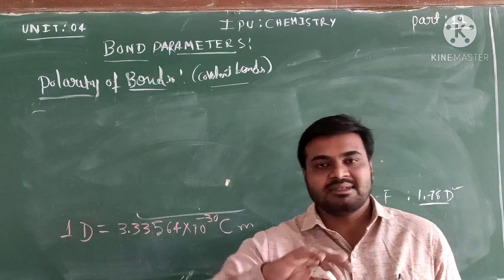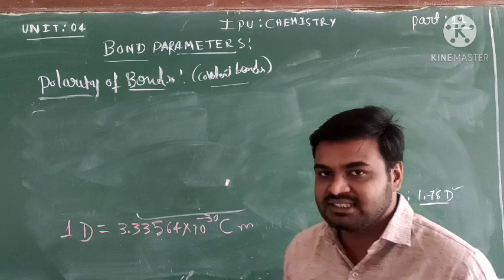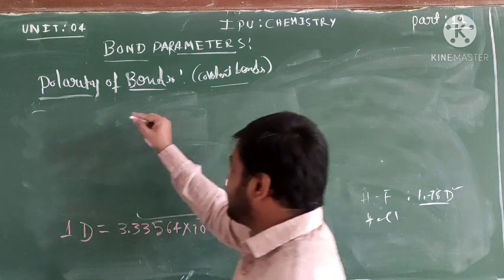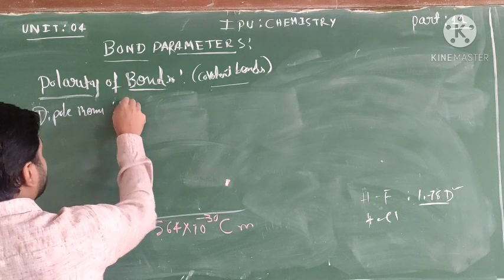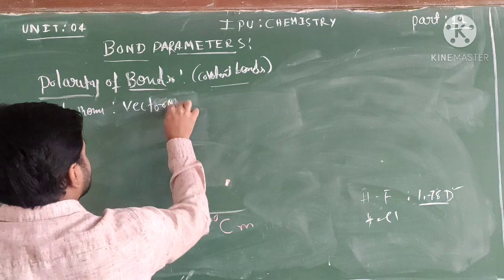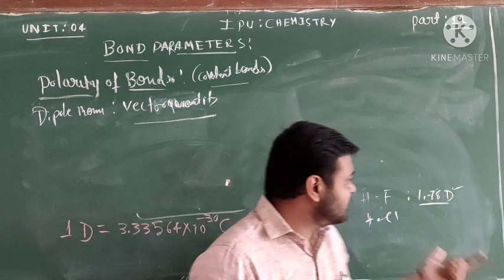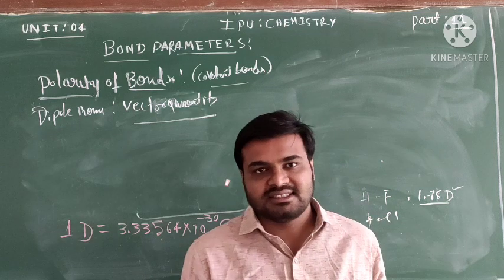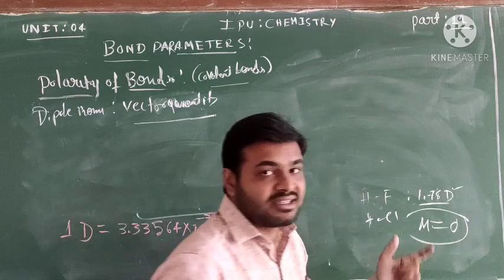But now we will know about polyatomic molecules. Polyatomic molecules means more than two atoms present. What is the nature? Dipole moment is a vector quantity, as I already said. Vector quantity means in this case, two values may cancel each other, and the sum of the values can even be 0. This is the net dipole moment.